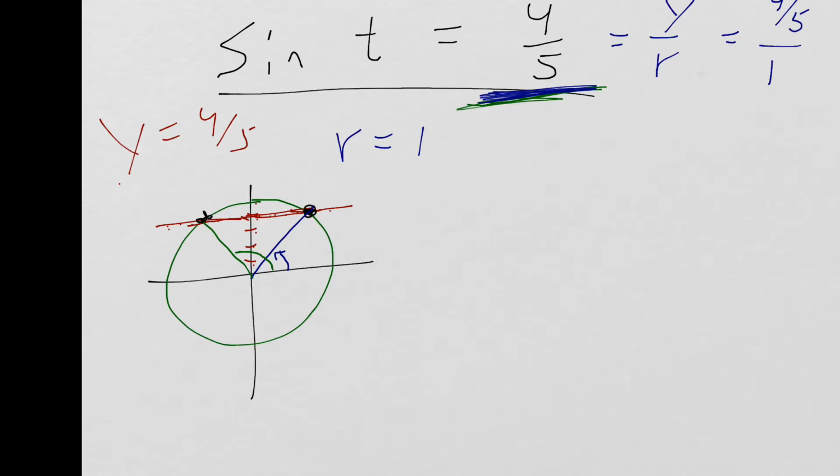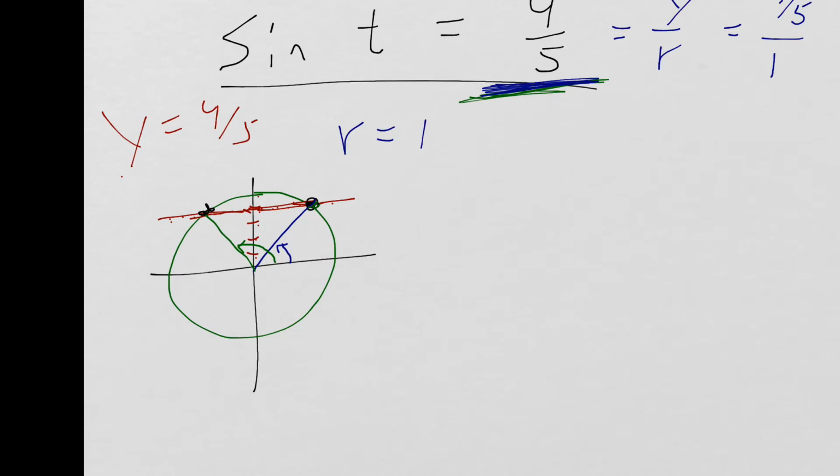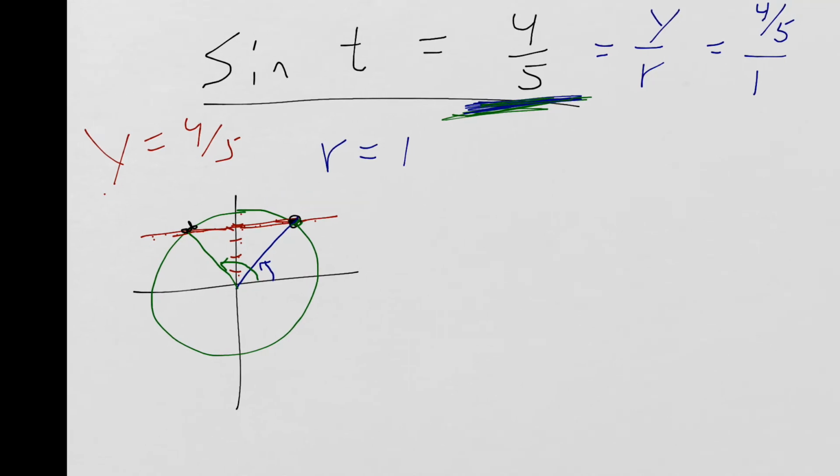Okay? So this is maybe a little bit more information than we've talked about so far, but I hope you can see that both of these have a sine value of 4/5. They both have a y value of 4/5, and they both have a radius of 1. Okay? So how does that help us with our problem? Well, our problem says, okay, since the sine of angle T is 4/5, what's the sine of pi minus T?